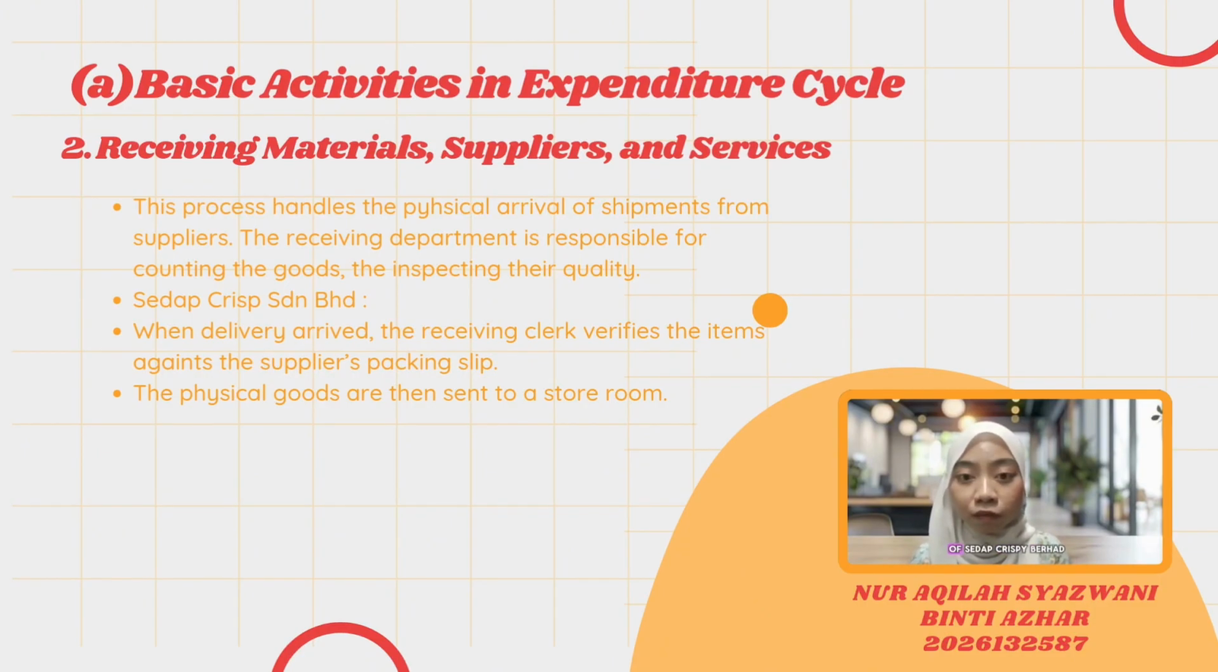In the case of Sedap Crispy Berhad, the receiving clerk verifies the items against the supplier's packing slip. The physical goods are then sent to a locked storeroom, though this room remains accessible to any employee during regular working hours.